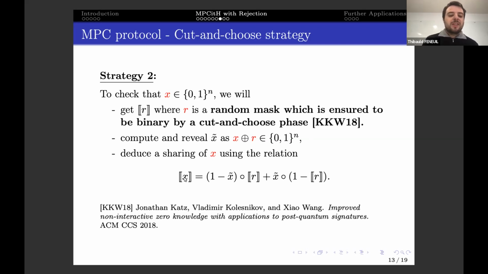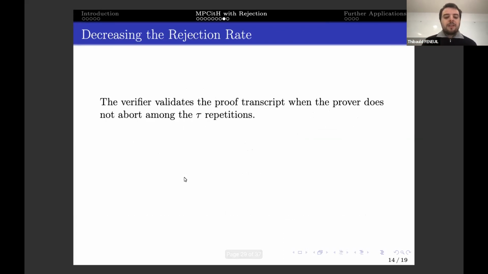Using the previous strategy or this strategy, we can build our MPC protocol. Then we can apply the MPC-in-the-head paradigm to get a zero-knowledge proof of knowledge for the subset sum problem. In a standard use case, the verifier accepts the proof as soon as the prover does not abort during the two repetitions of the protocol.